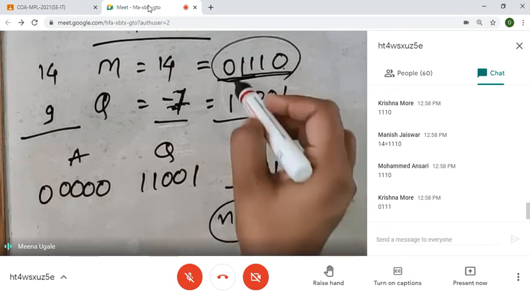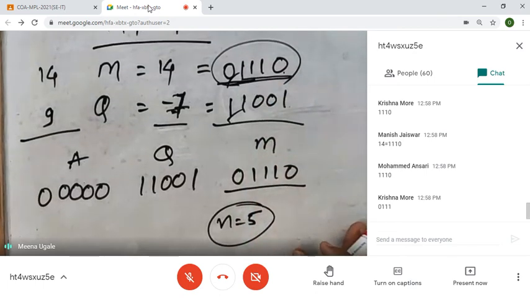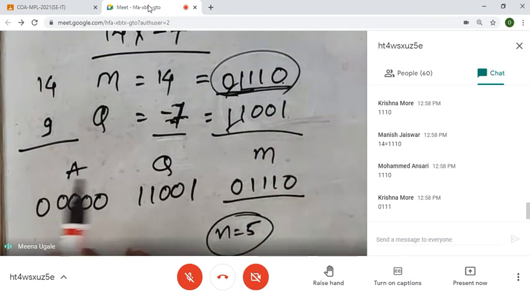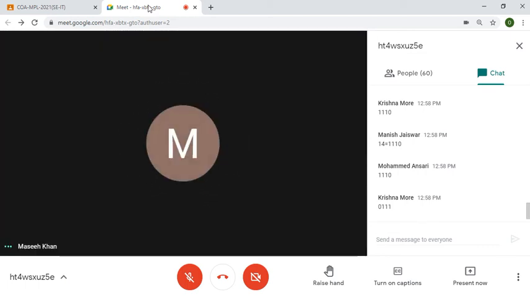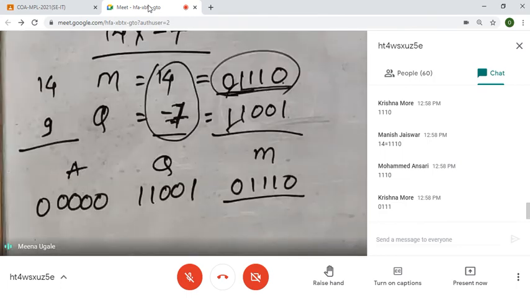Adding this one bit, 0 and 1 at the MSB position, will give you the final answer for 14 multiplied by minus 7. Run it for 5 cycles and check your final answer. Ma'am, but here the value is changing. Which value is changing? The 14 and minus 7 value is changing. No, I'm just adding one bit to make it the correct answer.